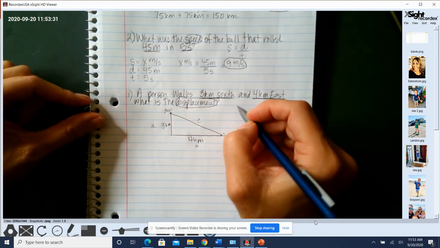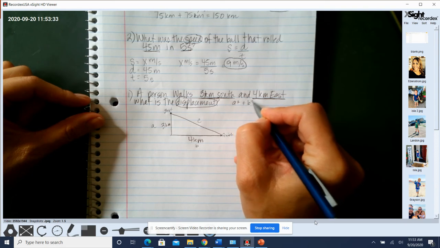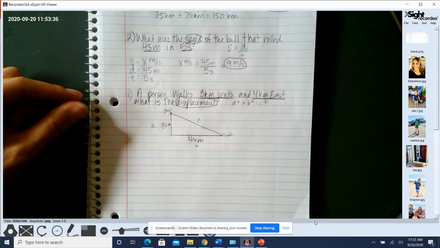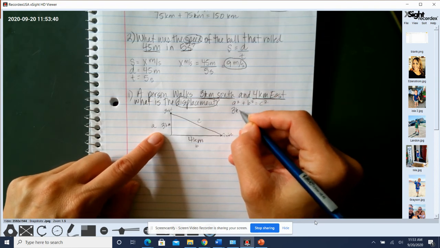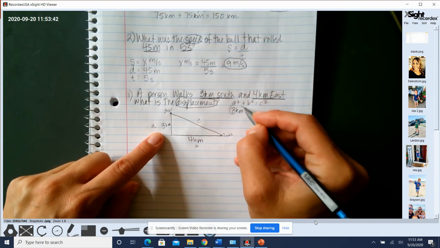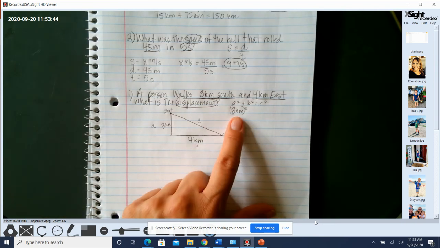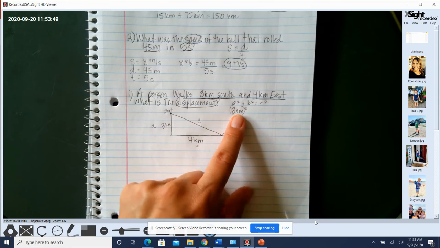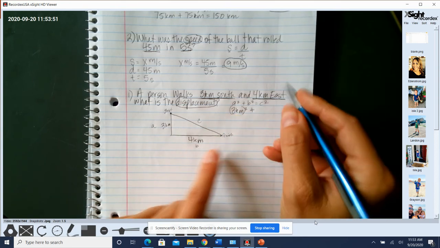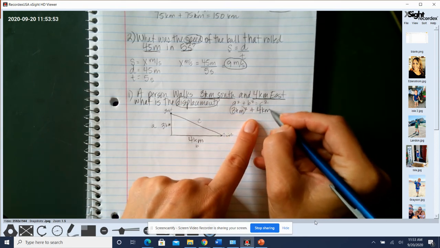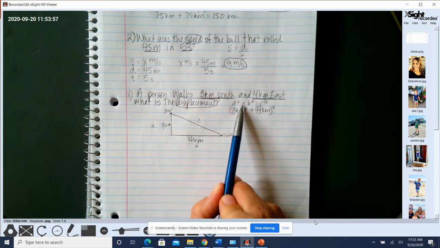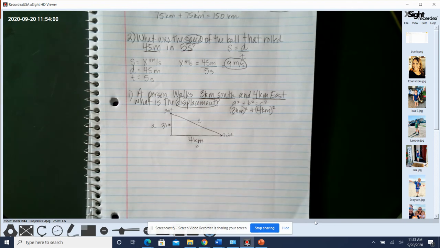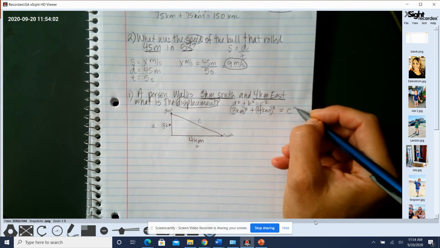So I'm going to plug it into our a squared plus b squared equals c squared equation. So A is 3 kilometers. So it's 3 kilometers squared, and I'm going to put the squared outside the parentheses. And notice I still put in my unit. Units always matter. I'm going to add that to b squared. So 4 kilometers, and I'm going to put parentheses around it and square it. So by putting the parentheses, that tells me I have to square everything inside of it, including the unit, and equals c squared.